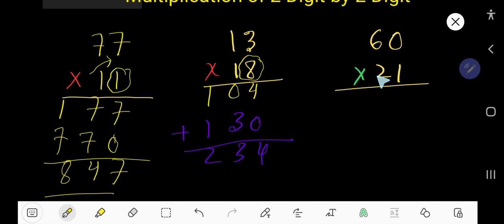So how to solve this 2-digit by 2-digit multiplication? Let's start with this one. 1 times 0, 0. 1 times 6, 6.